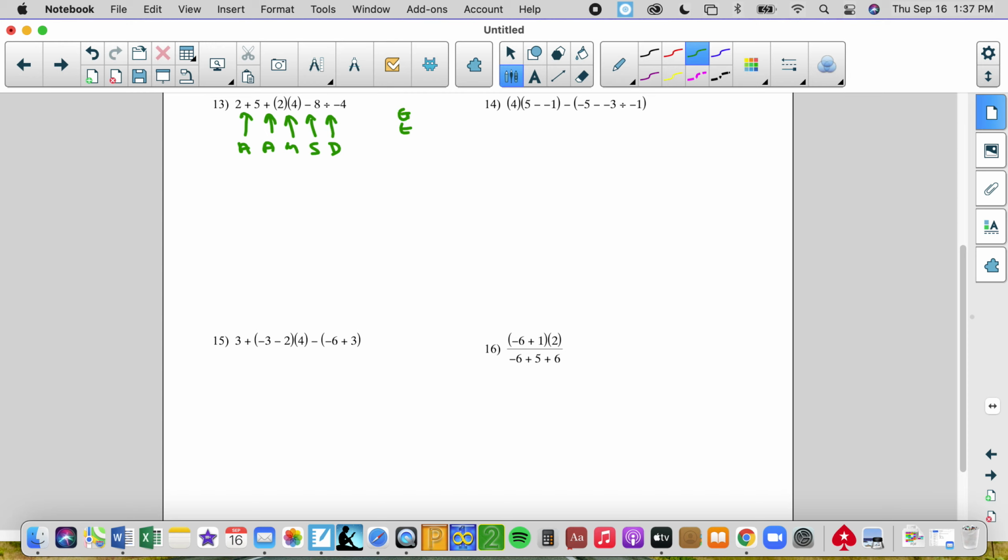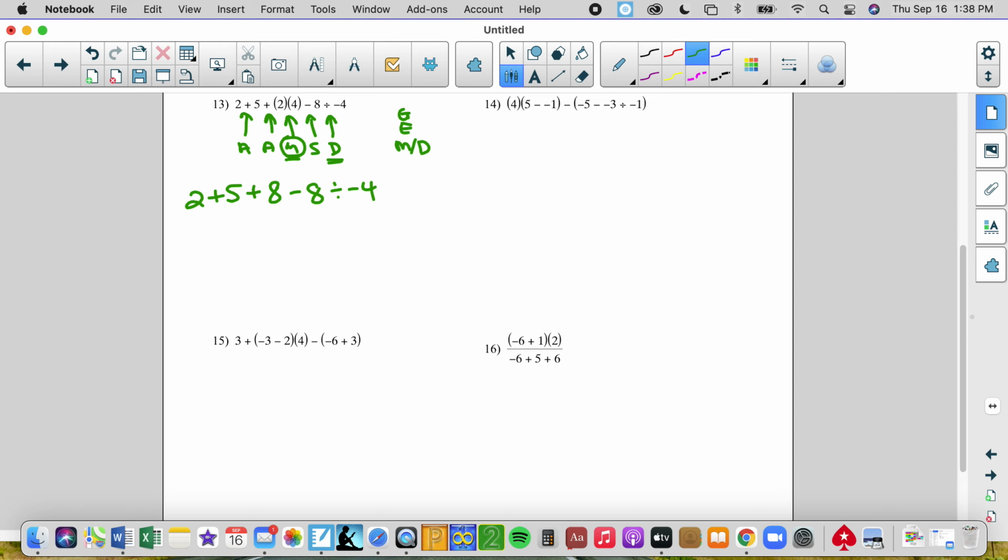Grouping symbols, there are no grouping symbols. Exponents, there are no exponents. Multiplication and division. Well, we have multiplication and division. So what are we going to do? When we have multiplication and division the same, we're going to do it left to right. So we're going to do this multiplication first. So we'll rewrite everything. 2 times 4 is 8, minus 8 divided by -4.